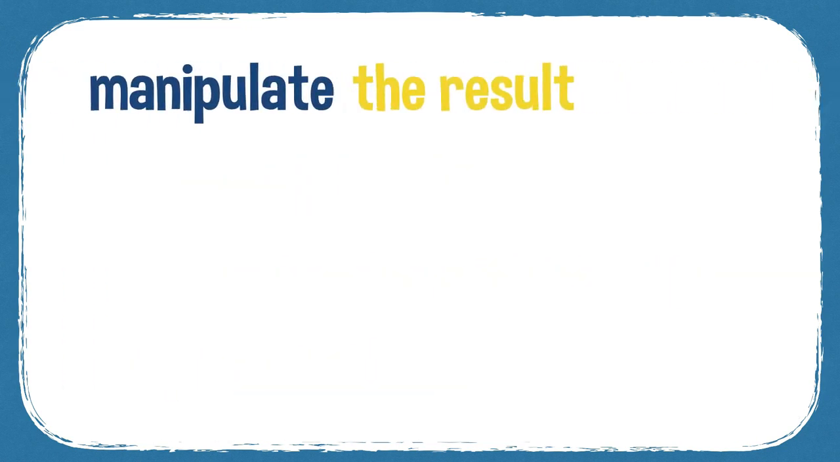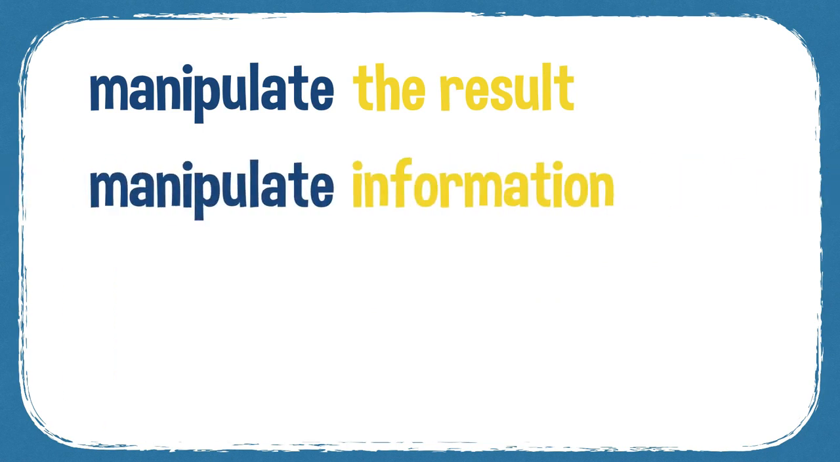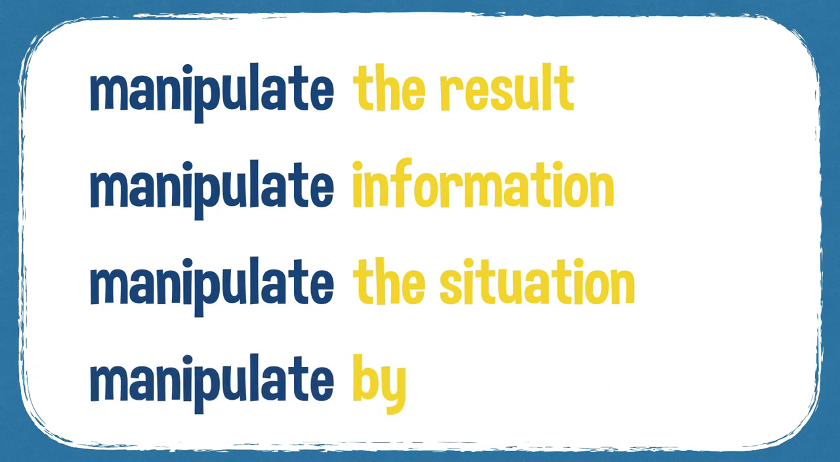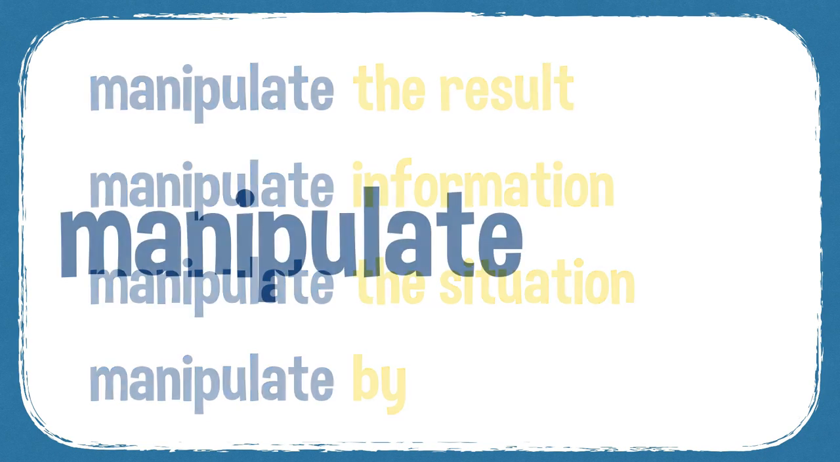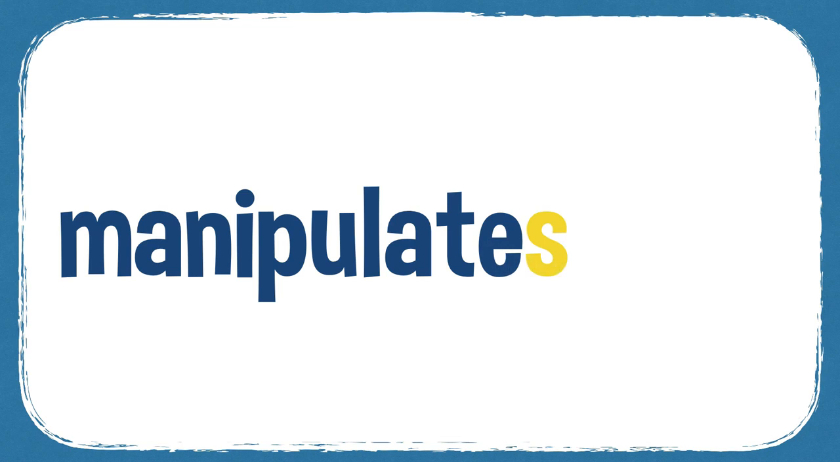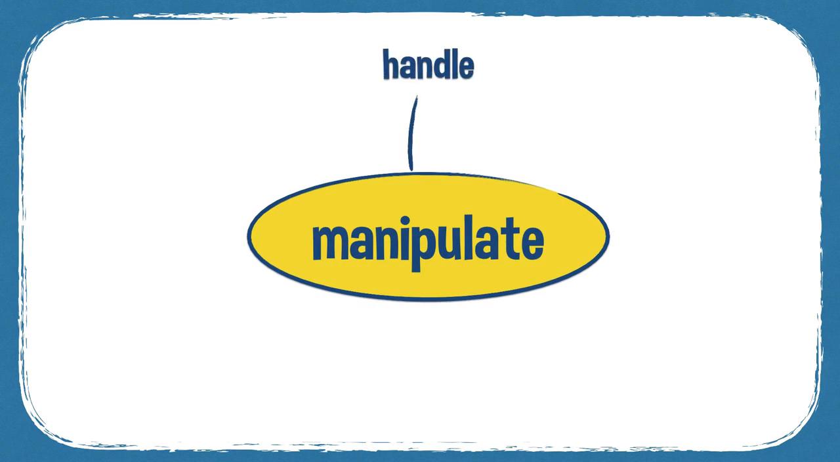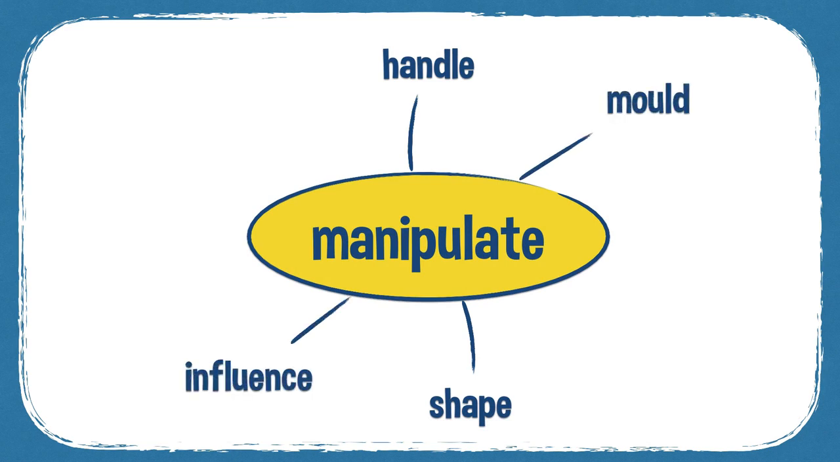Some collocations: you can manipulate the result, manipulate information, manipulate the situation, and a common preposition that goes with manipulate is by. You can manipulate something by doing something. Here are the different forms for the word manipulate. And for a noun, you can use manipulation. Manipulation. And here are some synonyms for manipulate: handle, shape, mould, influence, exploit, and control.